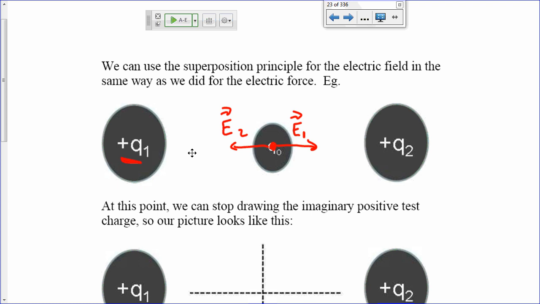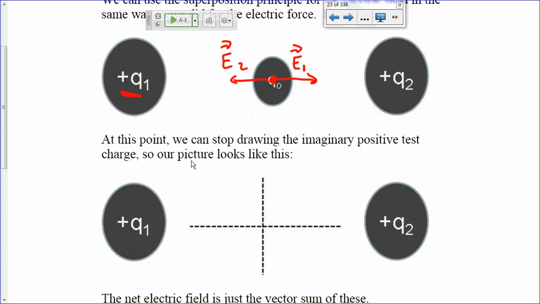Right, it's always positive. It's not a real charge. I'll try to keep positive thinking. All right, keep positive. Thank you. So this positive test charge gets a little cumbersome, so we'll just take it away, and you can draw the same thing.